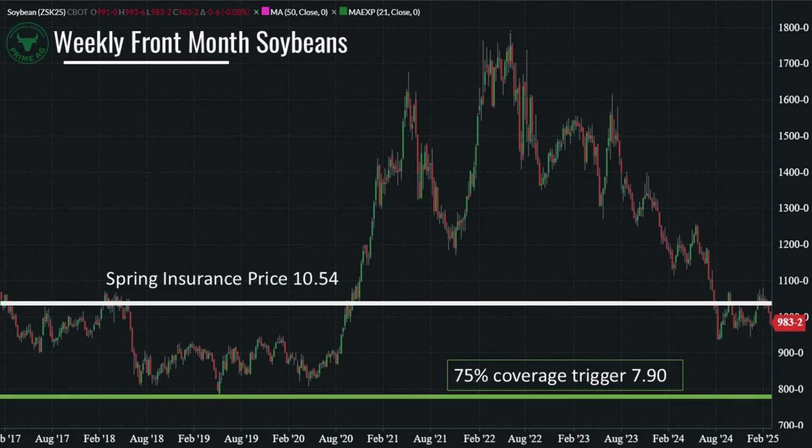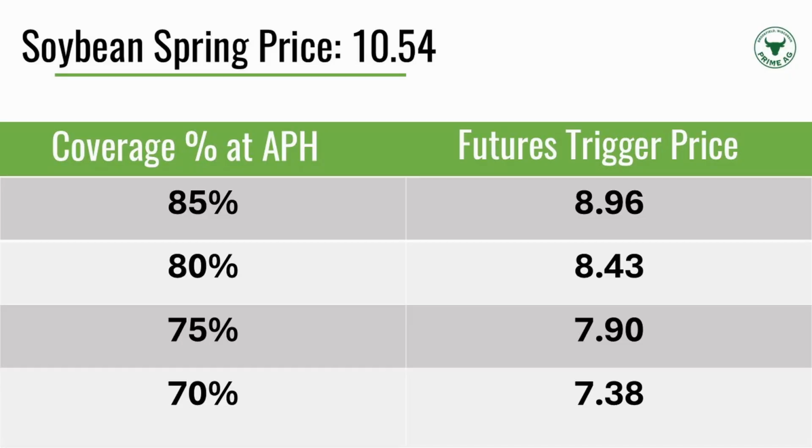As we go over to the bean side, here's that weekly front month soybean chart. Again, we've got the white line going across showing that spring price that we just set in here at 1054. However, same with corn, if you're carrying a 75% revenue policy, your effective trigger price at your APH level doesn't actually occur until 790 on the board. Same table here, we just wanted to put it up for soybeans.